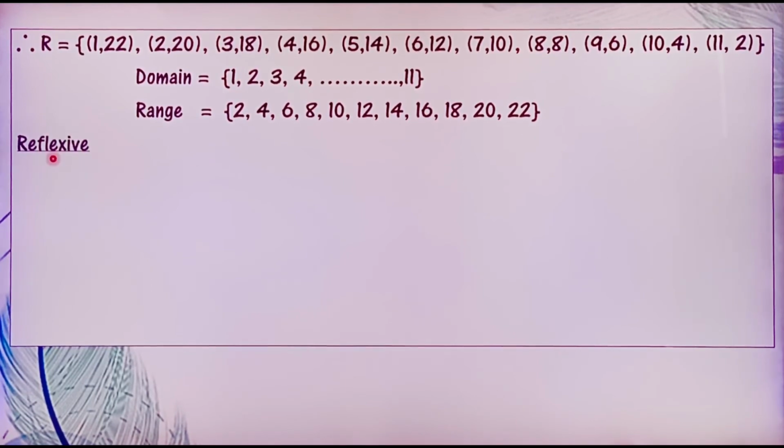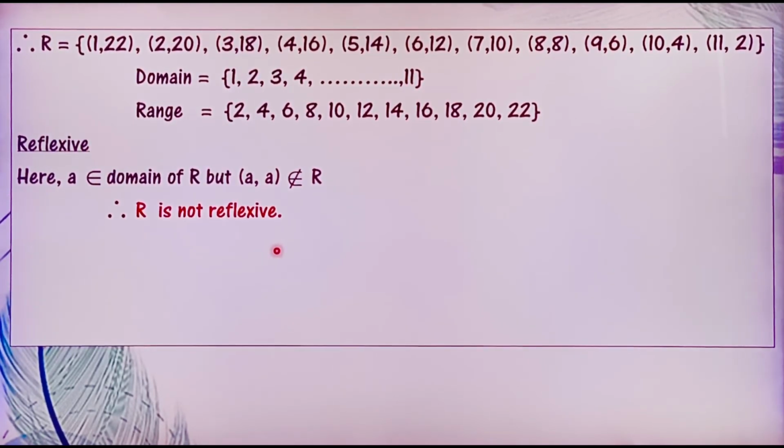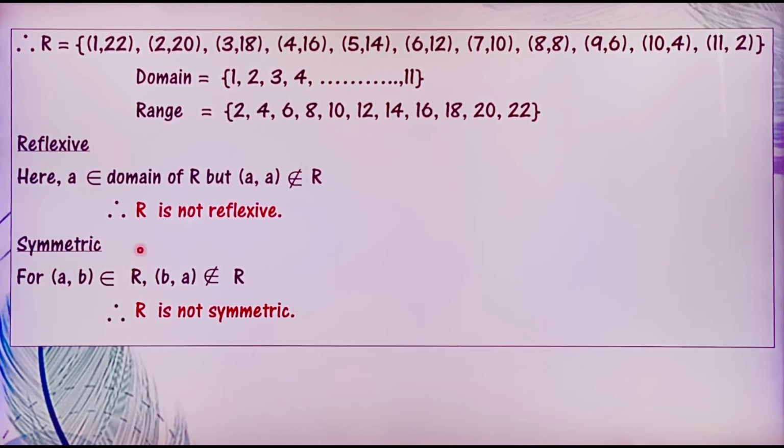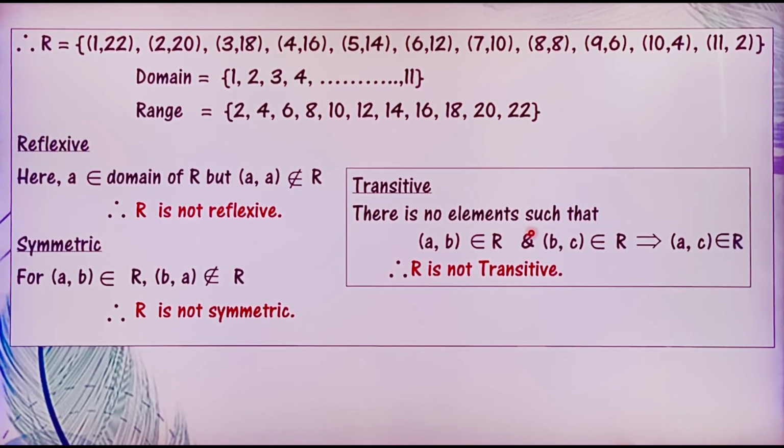Reflexive. a belongs to the domain of R, but (a, a) does not belong to R in the case of (1, 1), (2, 2), etc. Therefore, R is not reflexive. Symmetric. Here, (a, b) is an element of R, but (b, a) is not an element of R. That means (1, 22) is present in R, but (22, 1) is not in R. Therefore, R is not symmetric. Transitive. There is no element such that (a, b) belongs to R and (b, c) belongs to R implies (a, c) belongs to R. Therefore, R is not transitive. Hence, R is not an equivalence relation.